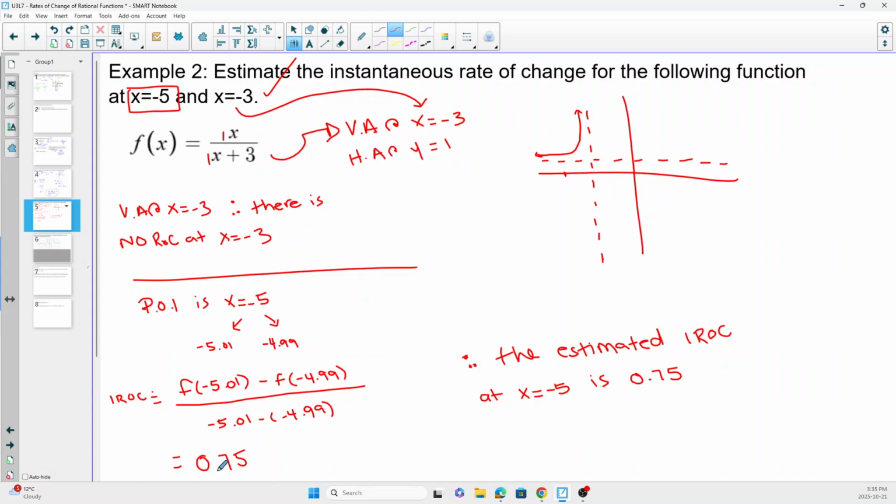Now, if we had got a negative rate of change at -5, that would have told us that the function is going down at that specific point. Okay, and we did not get a negative, so let's get that out of there.